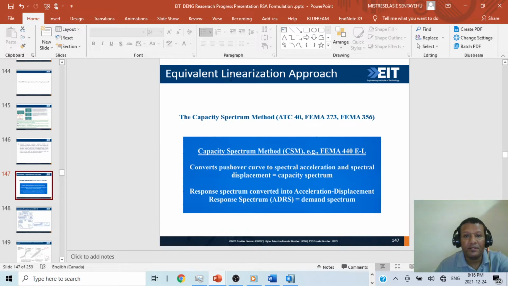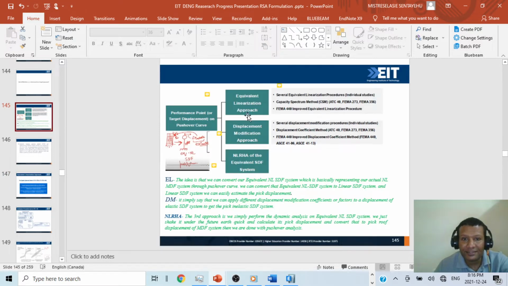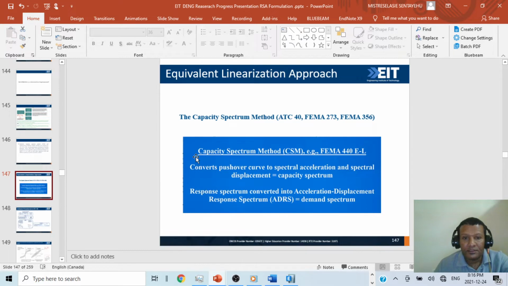So let's continue now. Equivalent linearization approach. The capacity spectrum method is as per our equivalent linearization approach. So we have the capacity spectrum method as per guidelines of ATC 40 in 1996, FEMA 273 and FEMA 356. What it says in the capacity spectrum method, FEMA 440: convert the pushover curve to spectral acceleration and spectral displacement. This is the capacity spectrum.